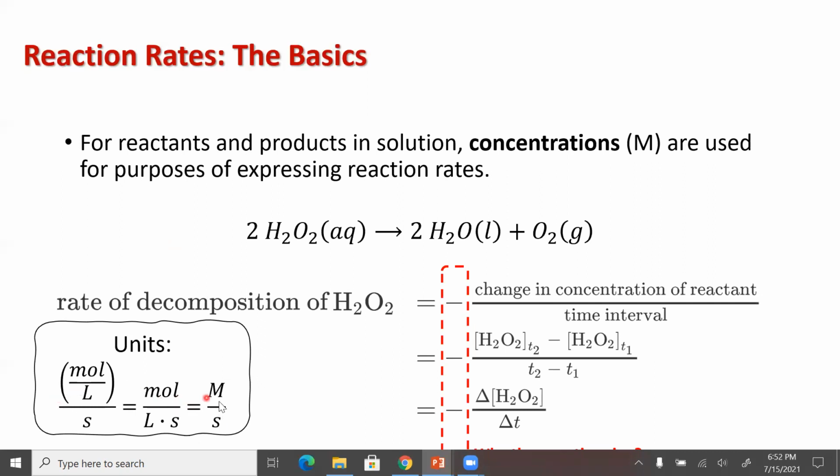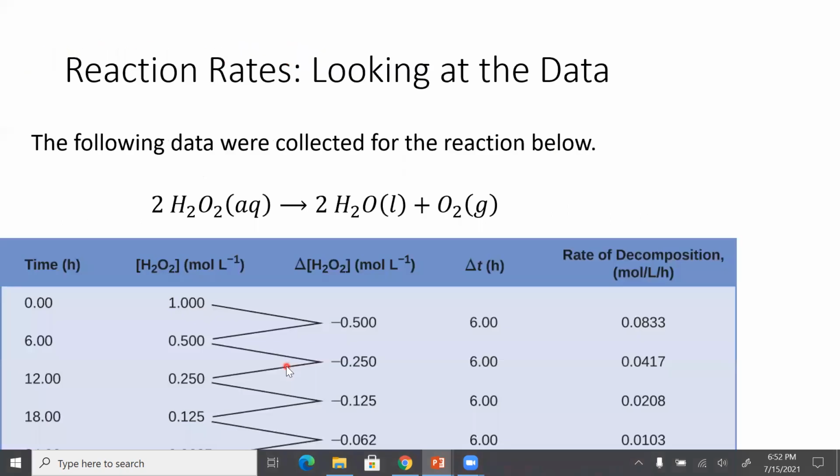So all of these are different ways that we can write the units for the rate of a reaction when we're looking at solutions and we talk about things in terms of concentrations. So let's look at some data. We have this hydrogen peroxide in a container, and time zero means we're just starting the reaction.